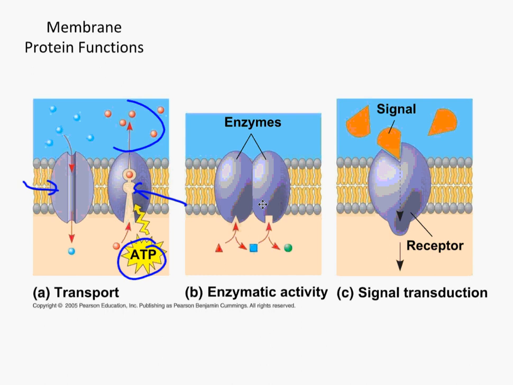The next activity is an enzymatic activity. They act as enzymes, meaning whereas an enzyme is a molecule that catalyzes a chemical reaction, the proteins on the membrane actually will catalyze some sort of metabolic process, some sort of pathway, which we'll be talking about in later units. They can function as signal transduction.